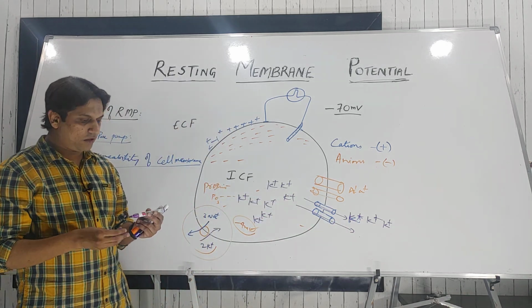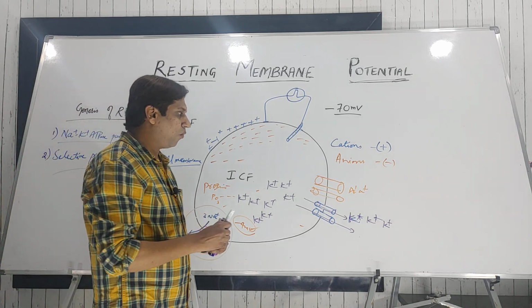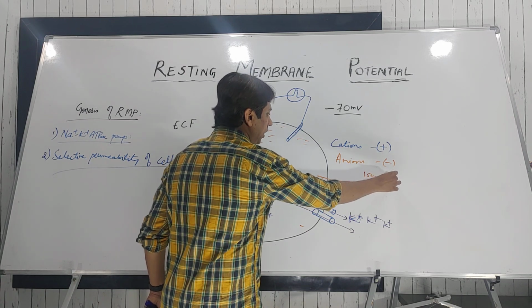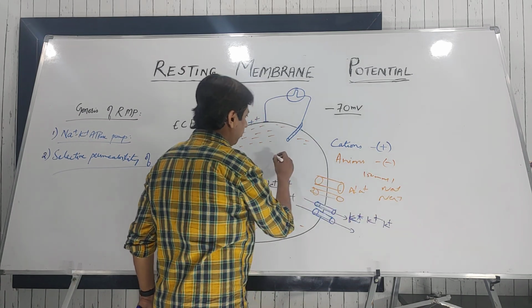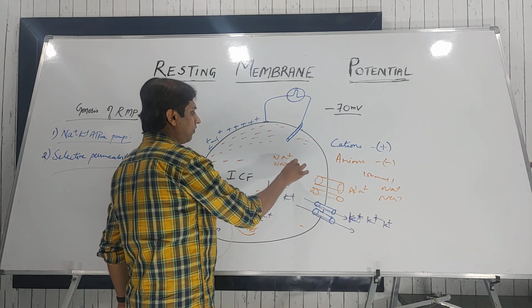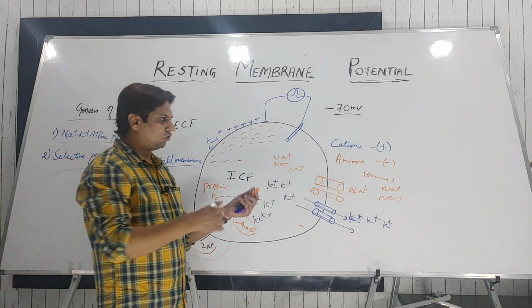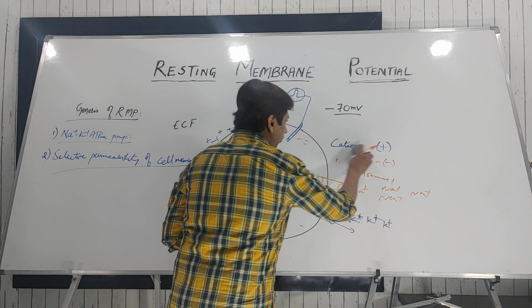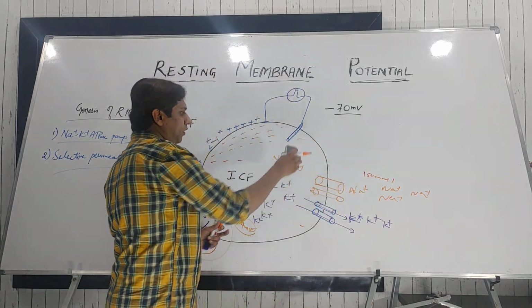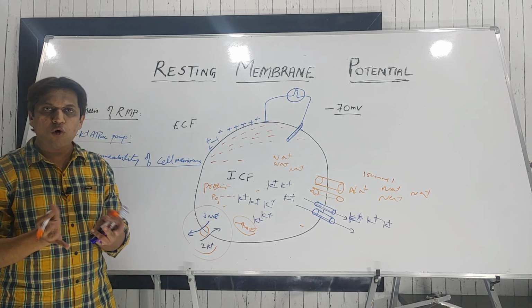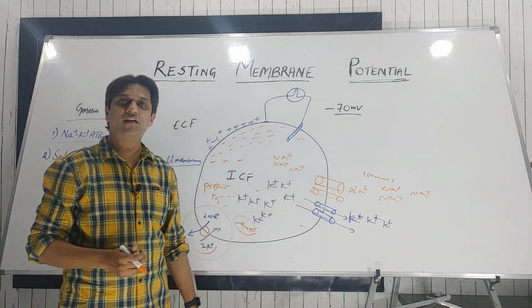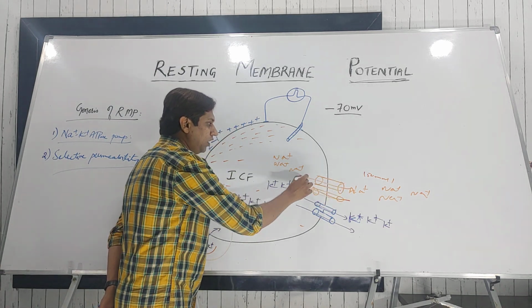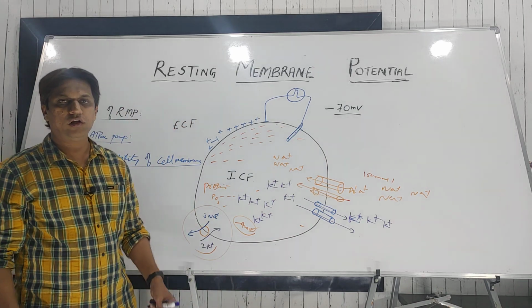Similarly for the sodium ions, are they more outside or inside? Yes, outside, around 150 millimoles per liter. Inside it is just 15 millimoles per liter, 10 times less. So there will be more sodium ions outside as compared to the inside of the cell. Now if these are leaky channels and open, in which direction will sodium move? Yes, the concentration gradient will push sodium from outside to inside because the concentration is more there.